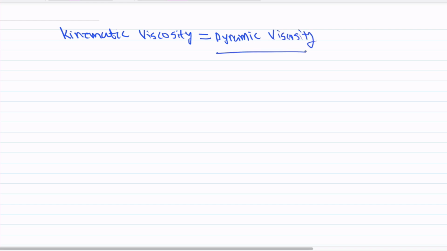The other guy in this room is kinematic viscosity. Kinematic viscosity is the ratio of dynamic viscosity to density. Dynamic viscosity divided by density, and you will get kinematic viscosity.